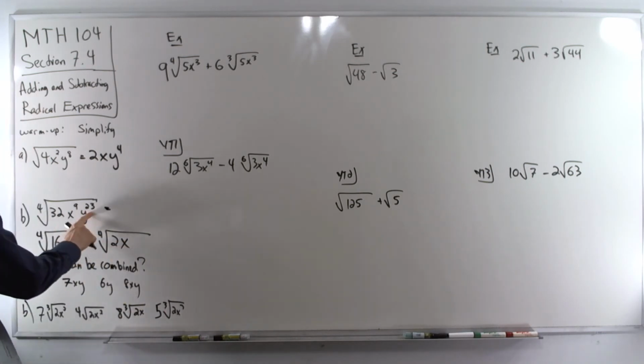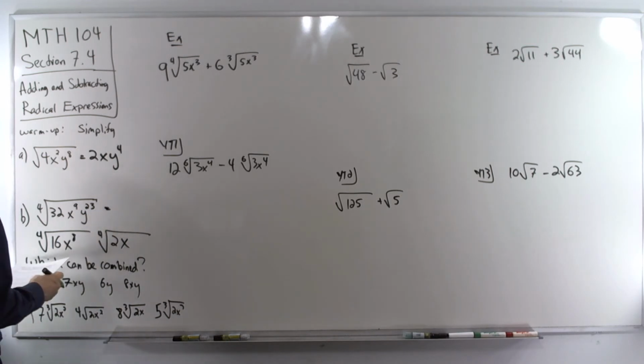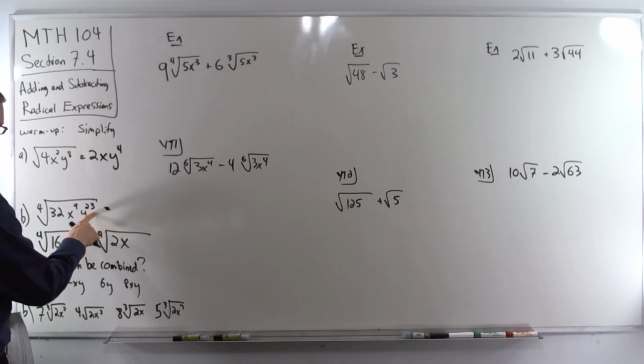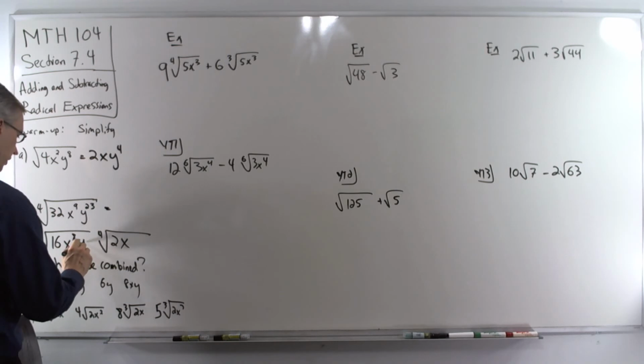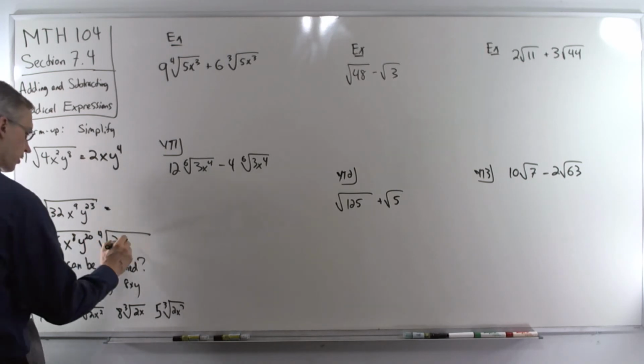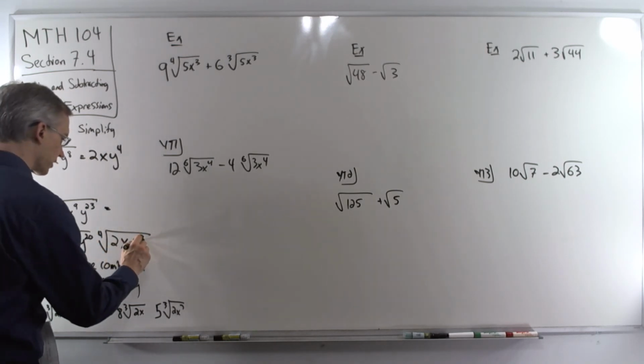And here we have y to the 23rd power. Largest multiple of 4 that's less than or equal to 23 is 20, so we'll put y to the 20th here. And the 3 leftover y's go over here as y to the 3rd power.